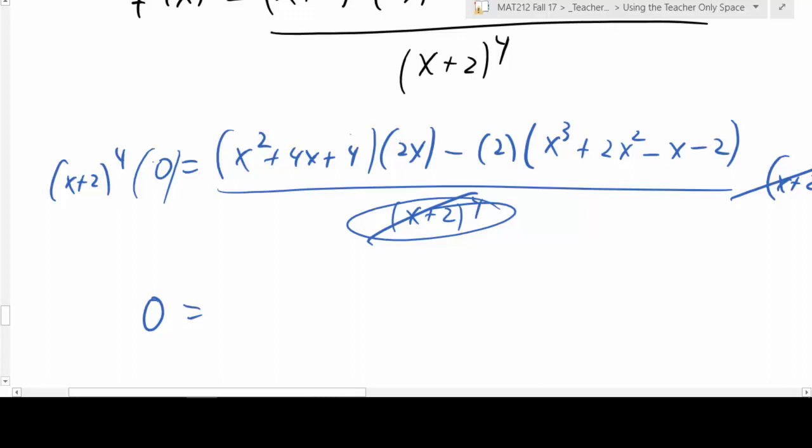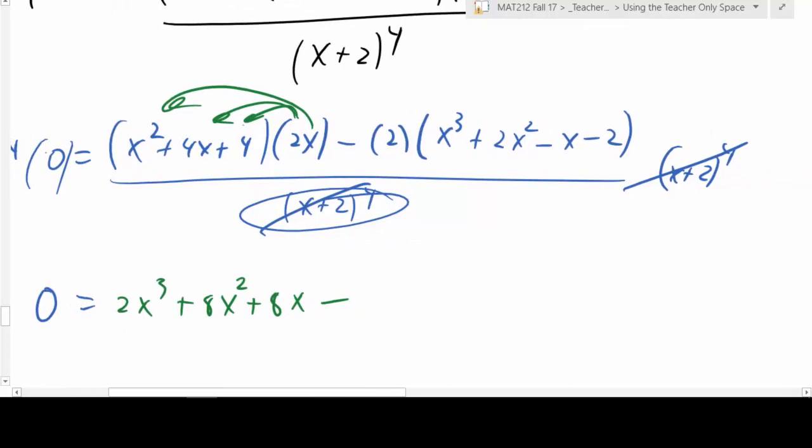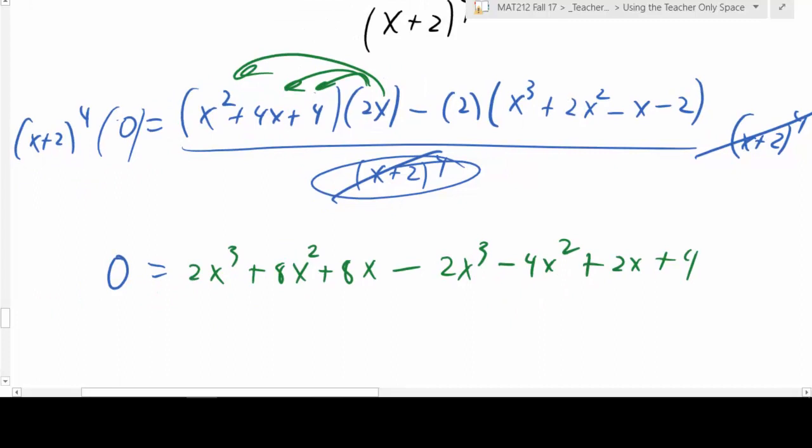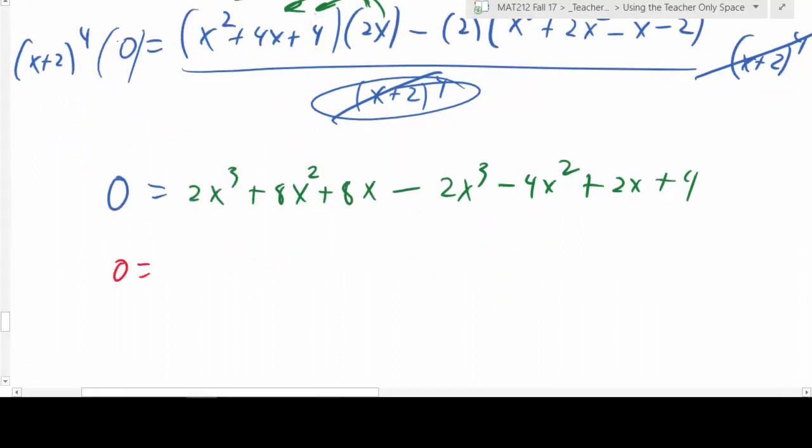So now for the numerator, we're going to keep distributing here. This 2x will distribute through, so that'll give us what? 2x cubed plus 8x squared plus 8x minus 2x cubed minus 4x squared plus 2x plus 4. And combining like terms, the x cubed terms subtract to make 0. So 8x squared minus 4x squared makes 4x squared. 8x plus 2x makes 10x plus 4.